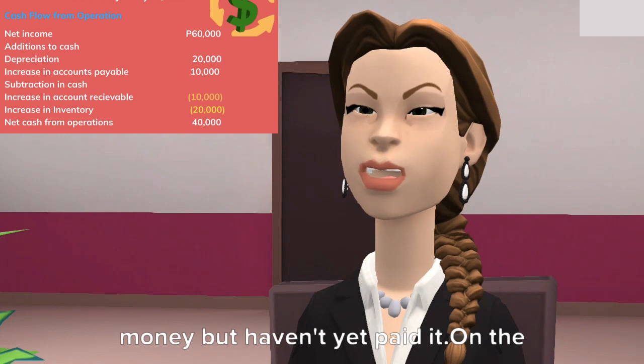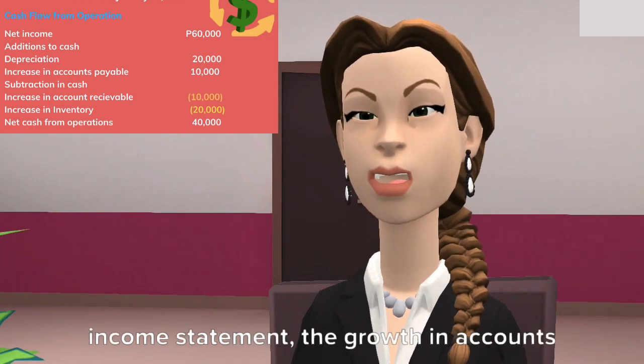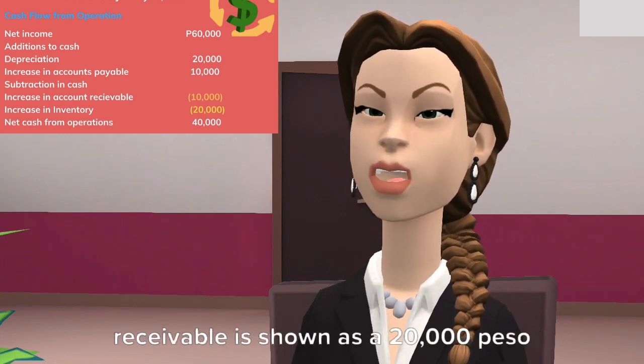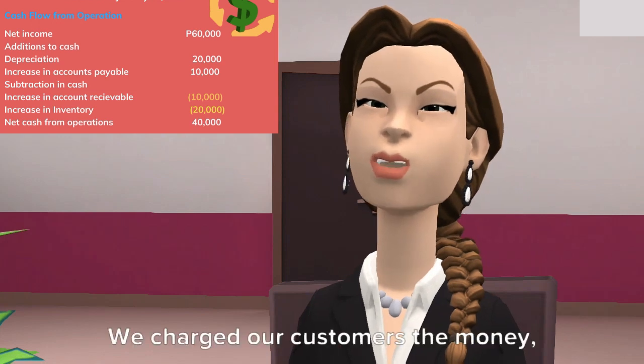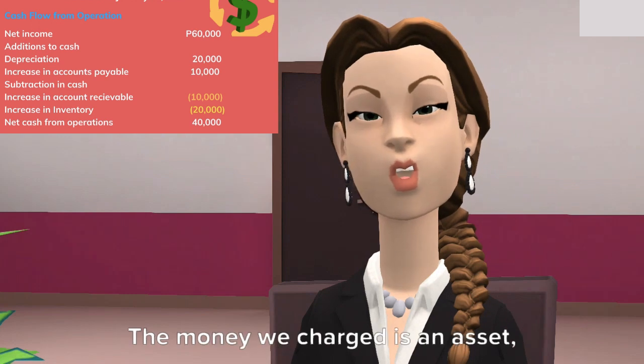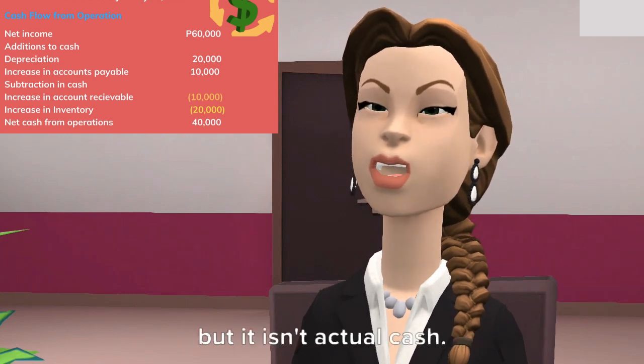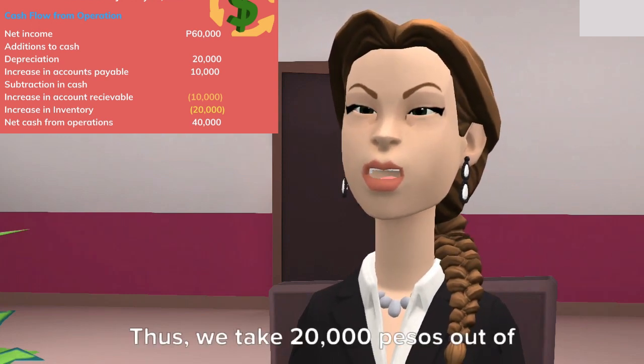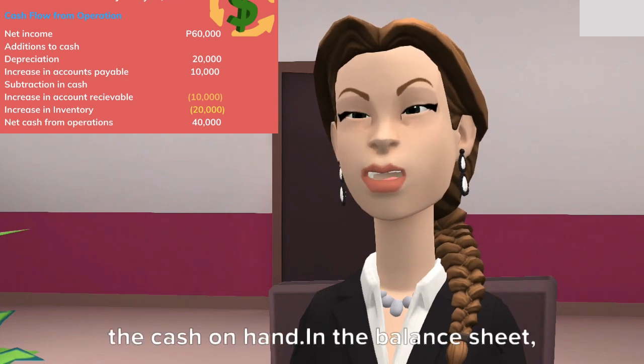On the income statement, the growth in accounts receivable is shown as a 20,000 peso increase. We charged our customers the money, but we haven't yet received payment. The money we charged is an asset, but it isn't actual cash. Thus, we take 20,000 pesos out of the cash on hand.